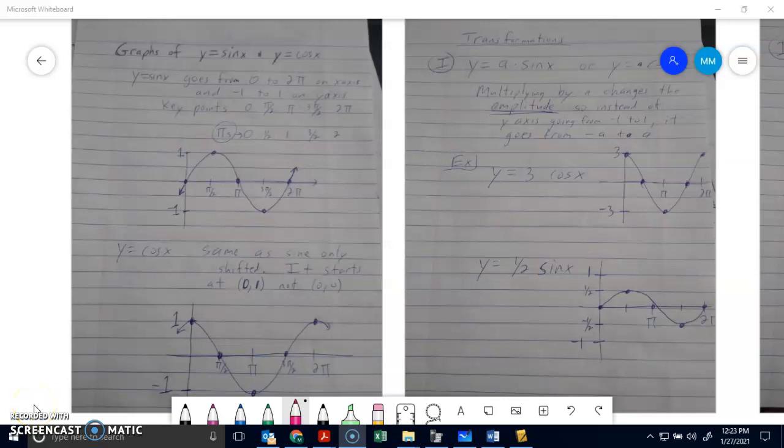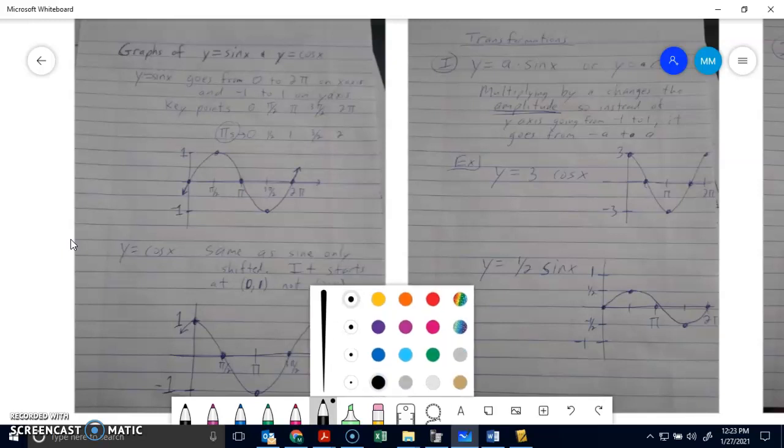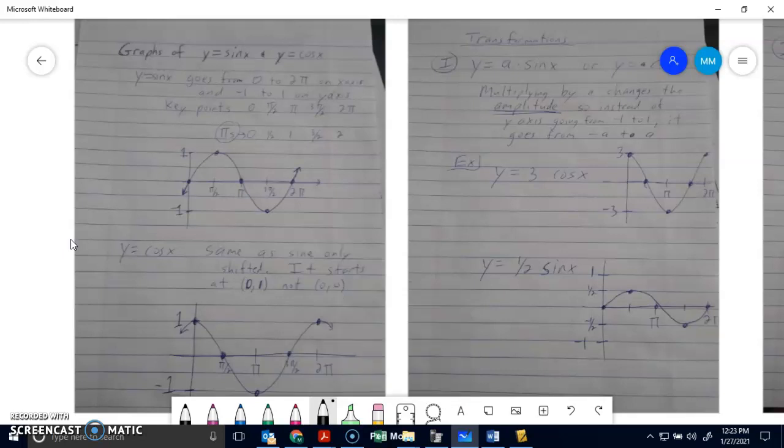This is a synopsis of all the trig transformations. So starting with parent functions, the graphs of sine and cosine. So sine on the x-axis goes from 0 to 2 pi.